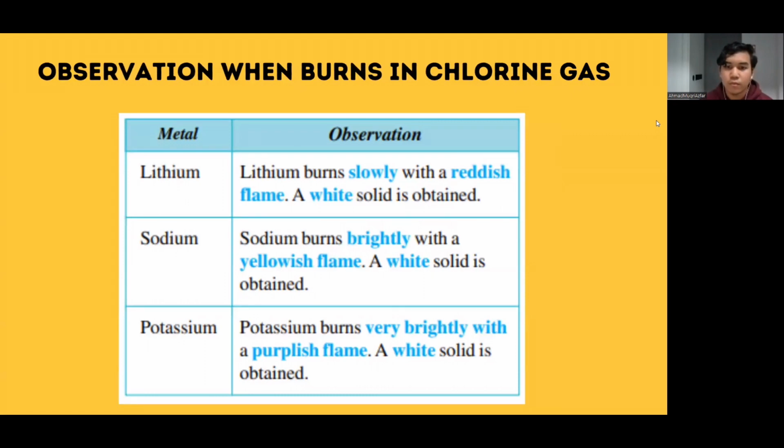Okay, so the table below shows the observations when alkaline metals burn in chlorine gas. Referring to the table, we can notice that the metals burn brightly while going down the group, followed by different colors of flame. And lastly, a white solid will be obtained from the reactions above.